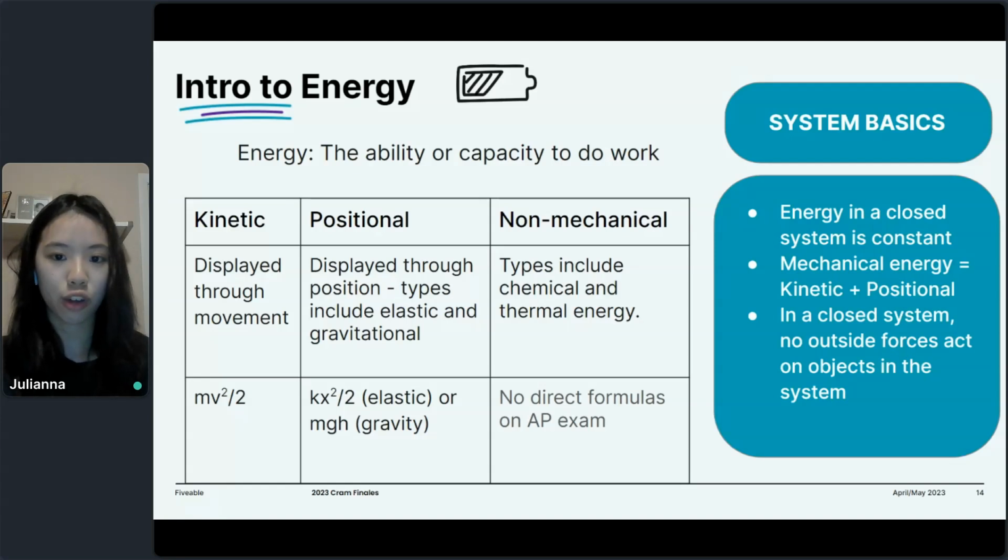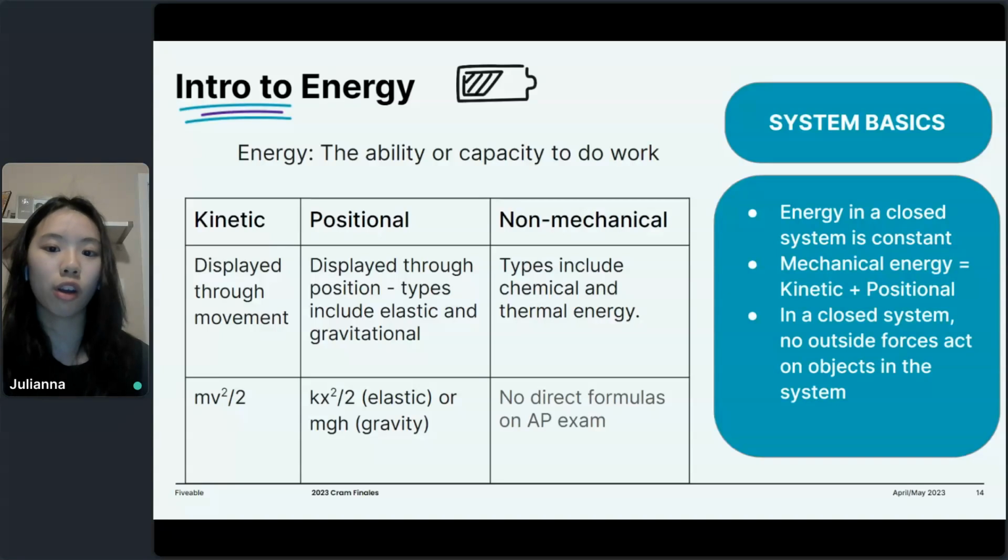So energy can either be in a closed system or an open system. The difference is that in a closed system, the amount of energy that is in the system stays constant, it doesn't change. And in an open system, energy can either leave the system or get added to the system. And the way that energy is added to an open system is through work. Work is the only way that energy gets transferred across systems.